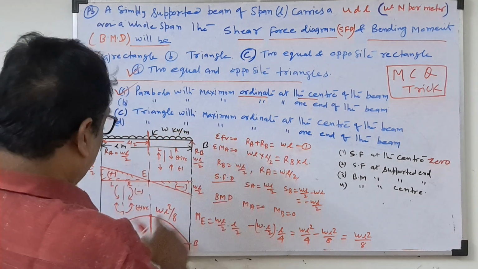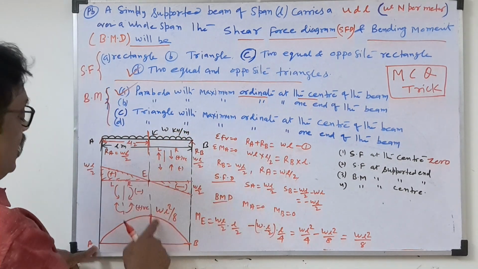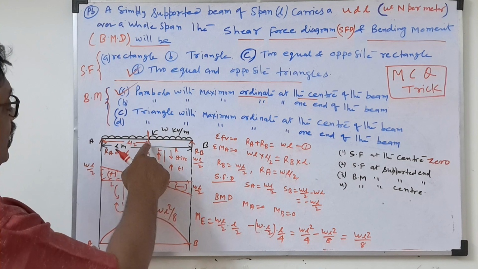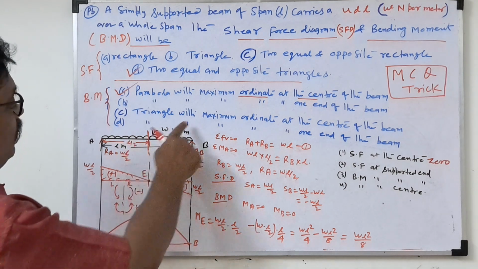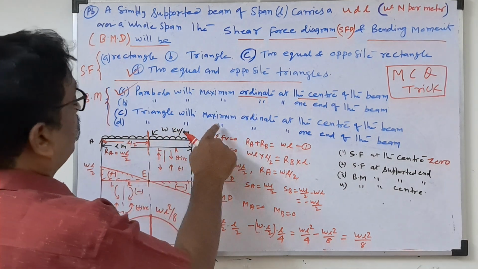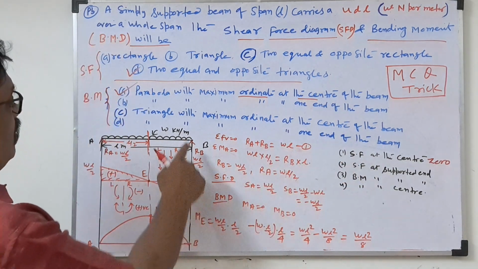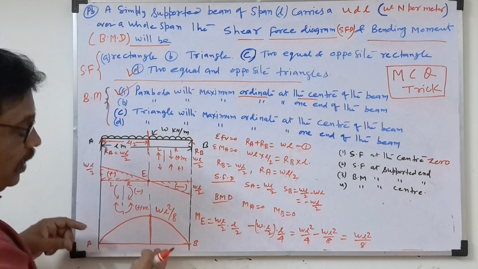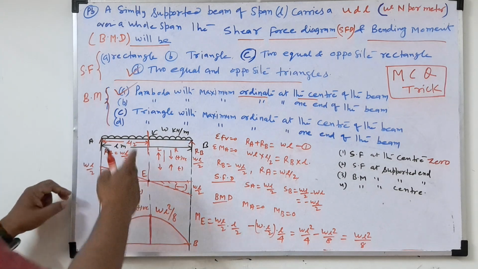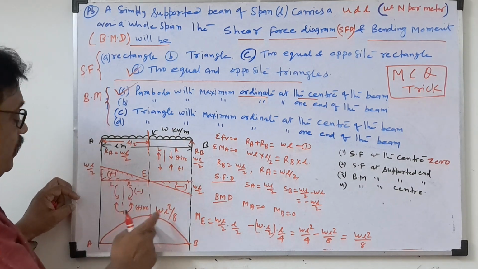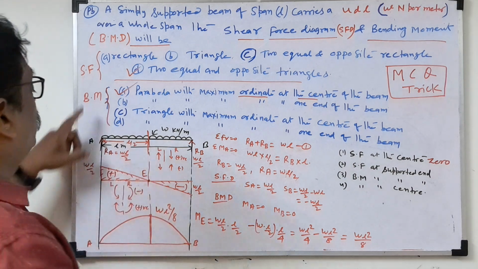Triangle with the maximum ordinate: a triangle will not come because for UDL a parabola will come. A triangle will come only for a point load. So this is wrong. Triangle with the maximum ordinate at one end of the beam, this is also wrong because a triangle will not form for the UDL. The bending moment will be a parabola only. So this way the answer.